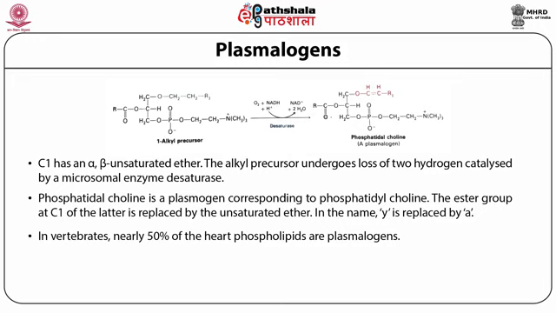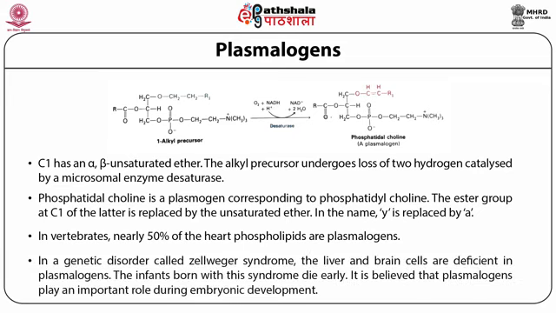Plasmalogens are also synthesized from dihydroxyacetone phosphate as a precursor. The most common bases present in plasmalogens are ethanolamine, choline, and serine, which are added to the structure from their CDP derivatives. In a genetic disorder called Zellweger syndrome, the liver and brain cells are deficient in plasmalogens. The infants born with this syndrome die early. It is believed that plasmalogens play an important role during embryonic development.